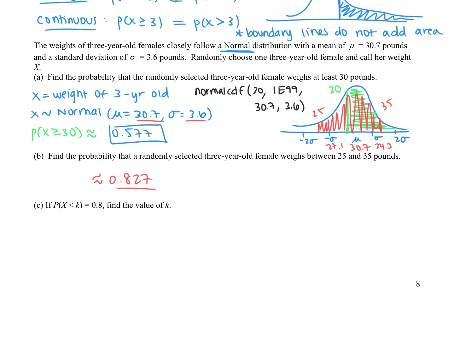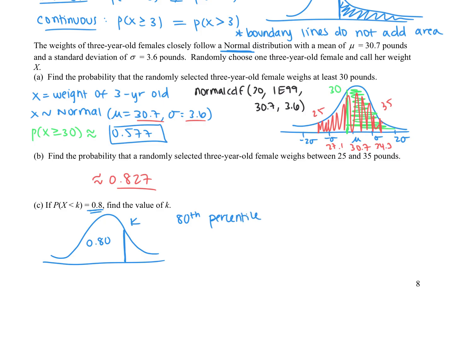Okay, last thing for us to talk about is part C, which is the one that's a little bit different. The probability that x is less than k is 0.8. Find k. What do we call this? We're looking for this value here, such that the area here is 0.8. In general, what is that called if you're at the value where 80% falls there or below it? Percentile? It's asking us for the 80th percentile.